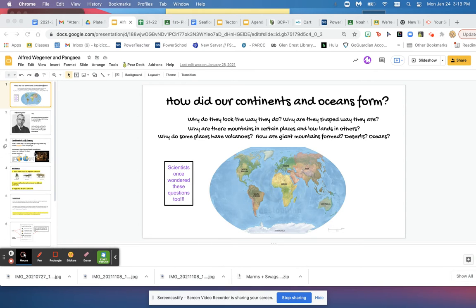Everything that you need to do is on the Google Slides. So I'm just going to run through and tell you what you need to do. First off, you want to take a look at the first slide. This is our central question that we're trying to answer in this whole entire unit. How did our continents and oceans form? So just continue to take a look at this and read through the rest of it.